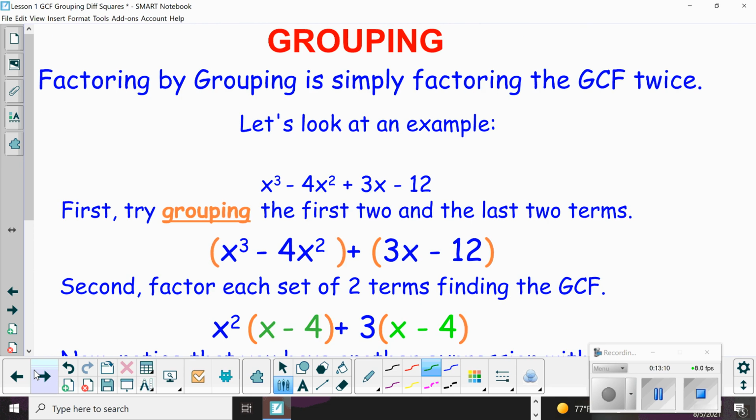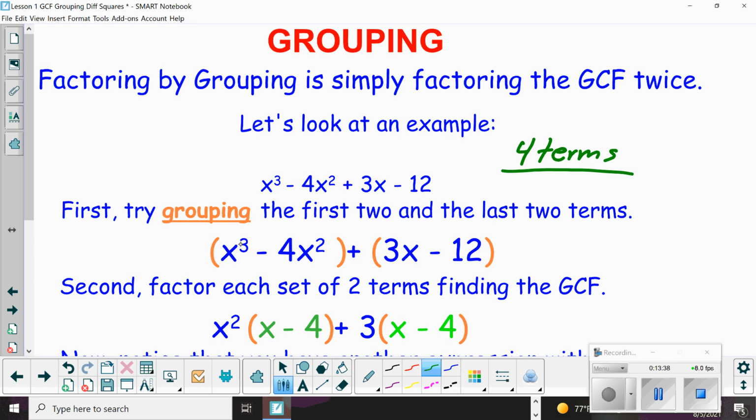Grouping. This is the second method. Factoring by grouping is simply factoring the greatest common factor twice. Let's look at an example. If we take x cubed minus 4x squared plus 3x minus 12. First, this is by grouping. We have 4 terms, not 2 terms, not 10 terms. And when I look through them, they don't all have a greatest common factor.